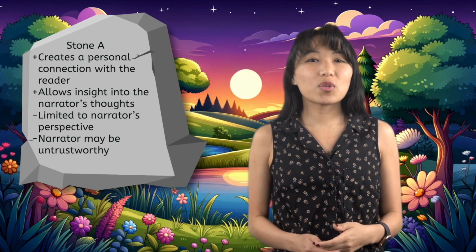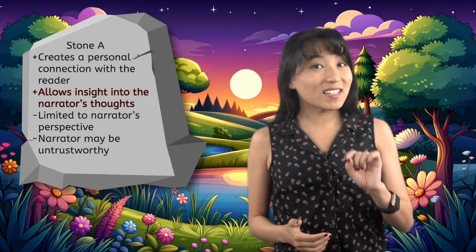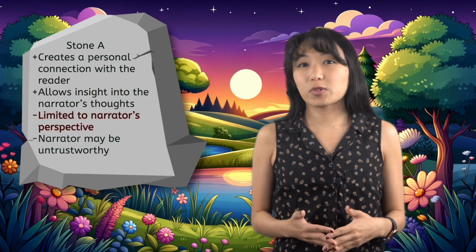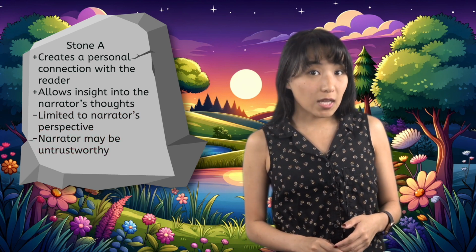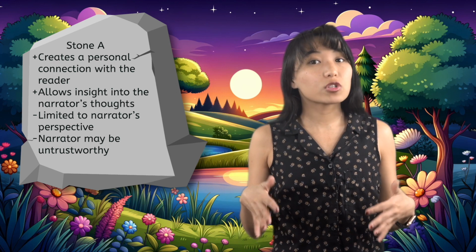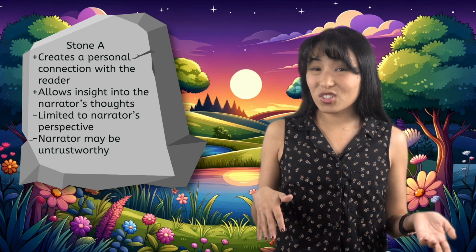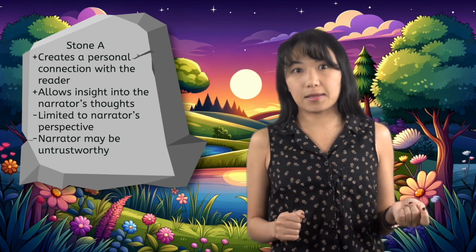What's your take? I think stone A best matches our story, which was in first-person point of view. This point of view creates a personal, intimate connection with the reader and offers deep insight into the narrator's thoughts. But it's limited to the narrator's perspective, and they might not be reliable. For example, in our text, we know exactly how the silencer feels, but we don't know how anyone else feels, and I'm not sure that we can trust the silencer's version of events, given that he's our antagonist.